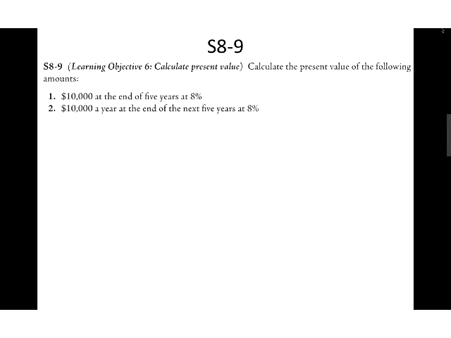So the first one, calculate the value of $10,000 at the end of 5 years at 8%. What that's telling us is this pays 8% every year. We can assume that 8% is annual, and the $10,000 is what we're going to get at the end of 5 years.